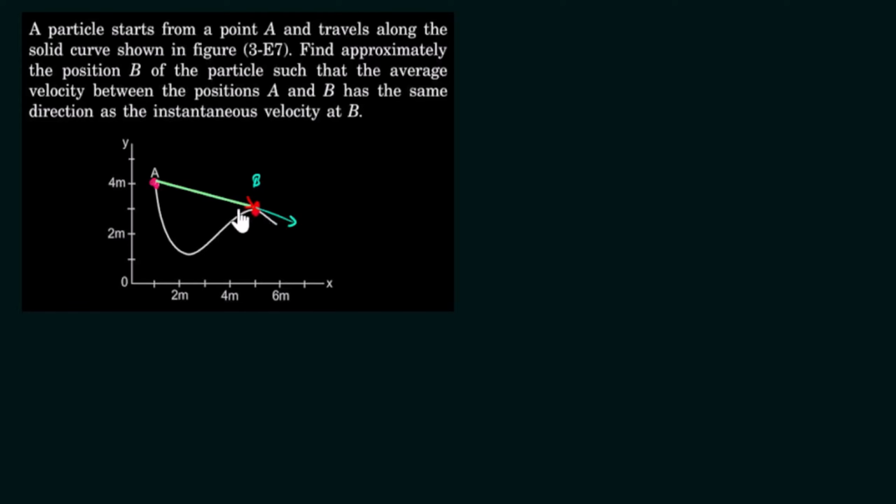Now we can find the coordinates of this point B. If we extend from this point B, this is 3 meters, 5 meters. So B is going to be 5 comma 3. Position B will have the coordinates 5 comma 3, and that will be the position where the instantaneous velocity at B and the average velocity between A and B will have the same direction.